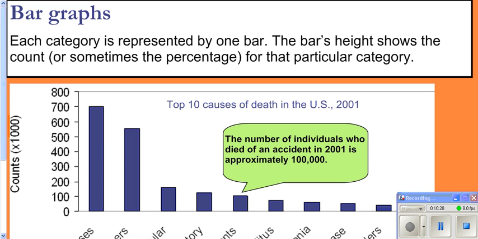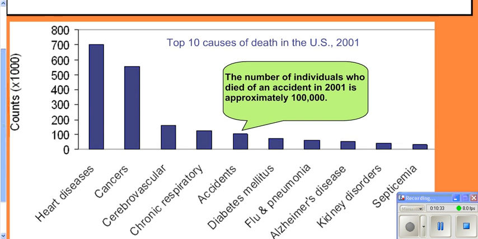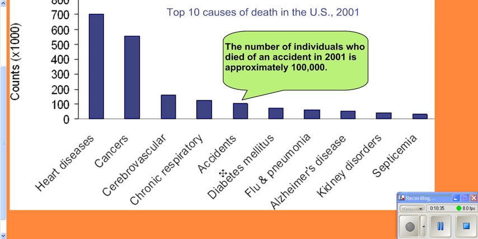Since it's categorical data, you could represent it as a bar graph. Once again, you're going to put your count or percent on the vertical axis, and in this case it's counts. But notice here it says in the thousands, and then on the horizontal axis you have your categories. Now as you look at this one here, we have accidents. Accidents is about the height of 100, but remember that's in thousands. So there'd be about 100,000 accidents in 2001 in which people died in them. You'll notice here heart disease was the most.